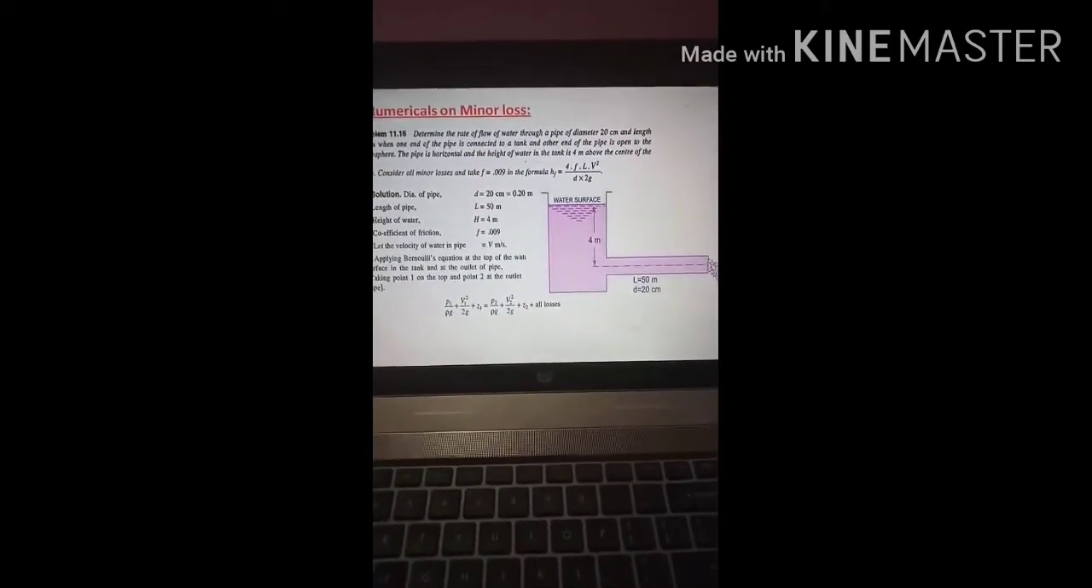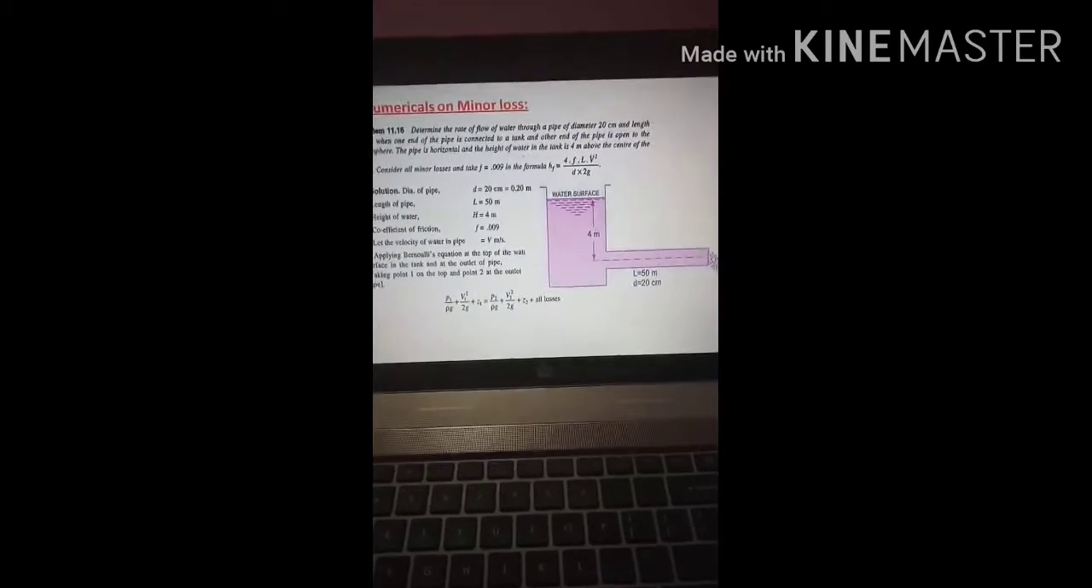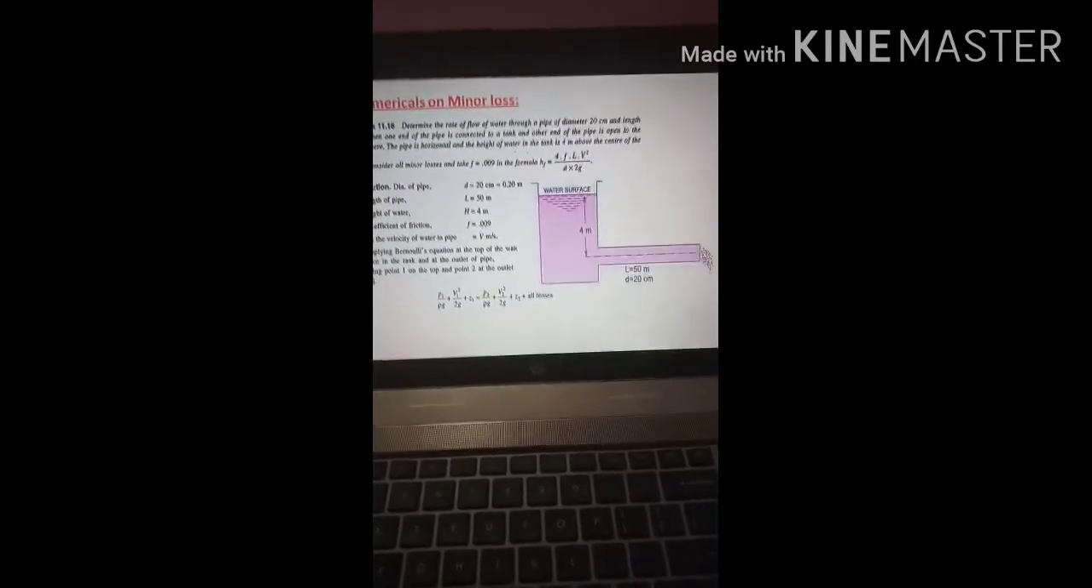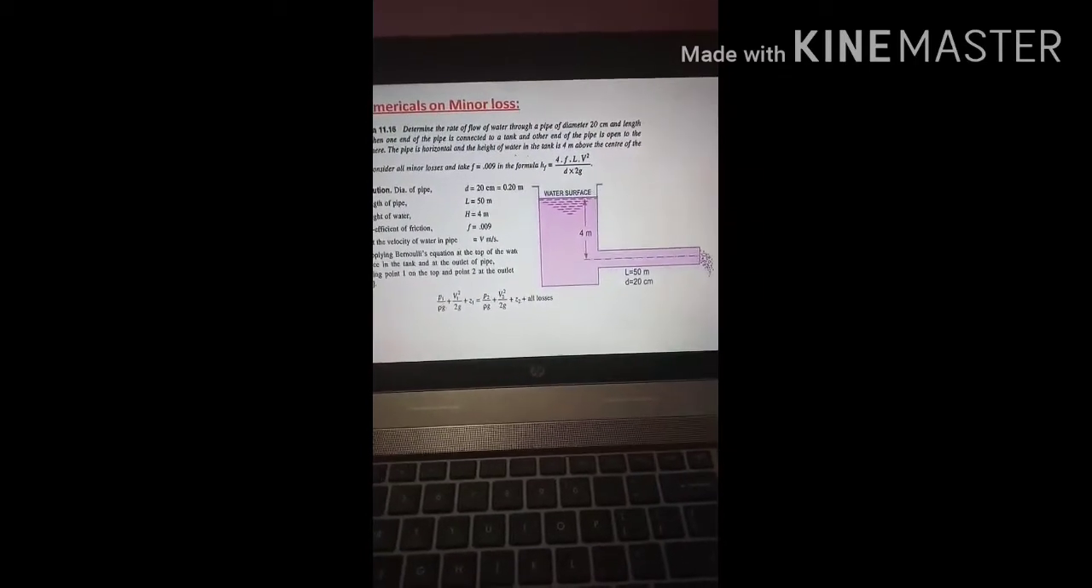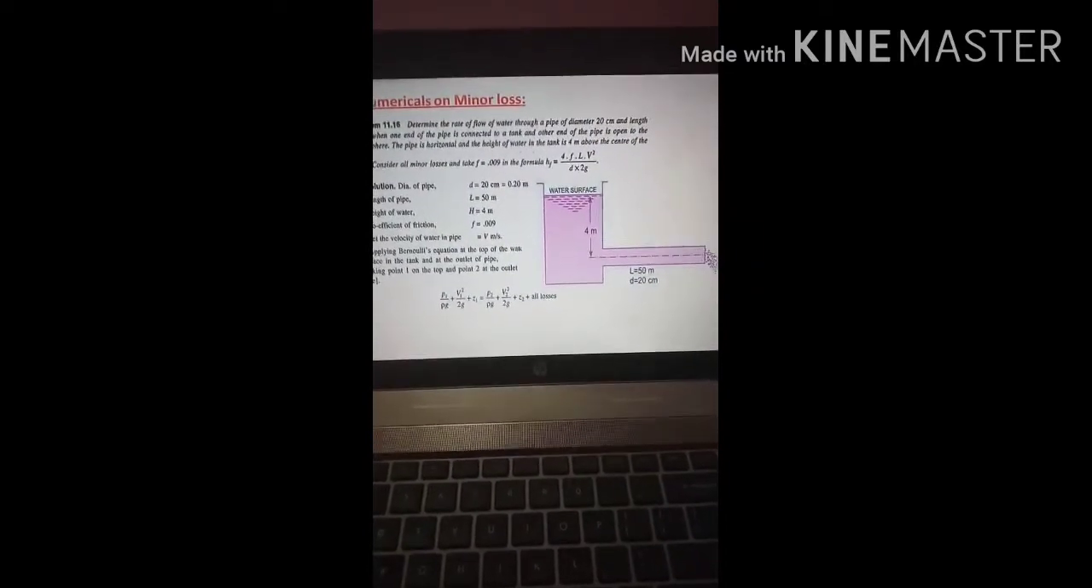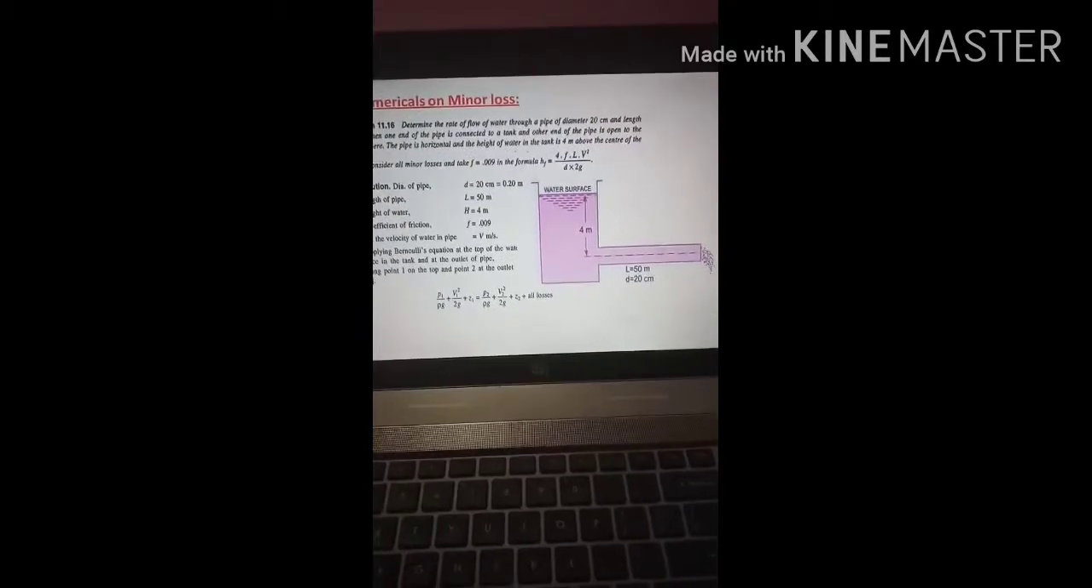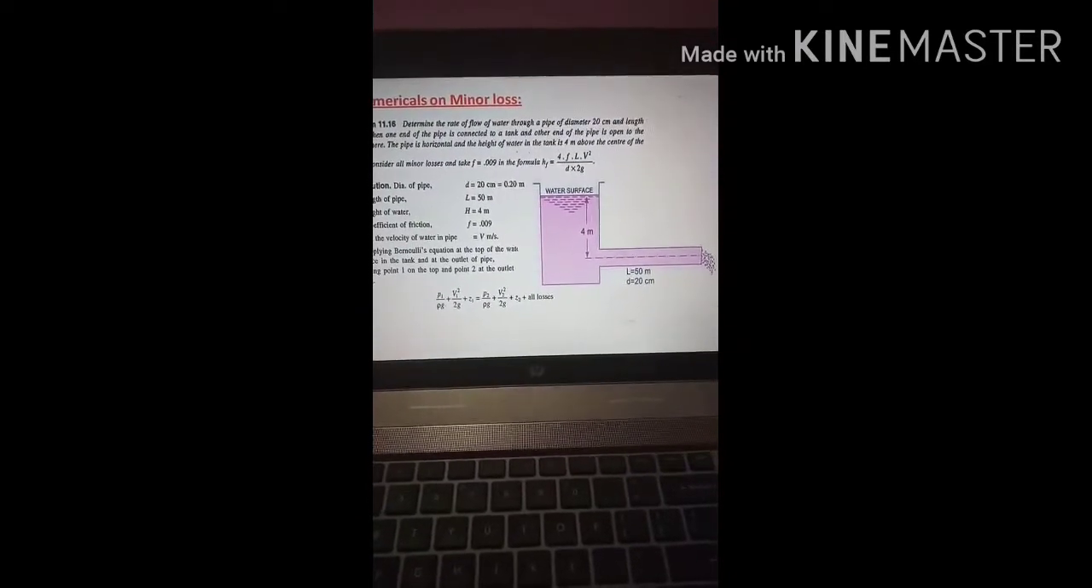Exit loss is also given by V square by 2g, so no need to take it again. Already we have taken that loss into consideration inside the Bernoulli's equation. So don't write the exit loss. Only the entrance loss and the loss of head due to friction, or the major loss.